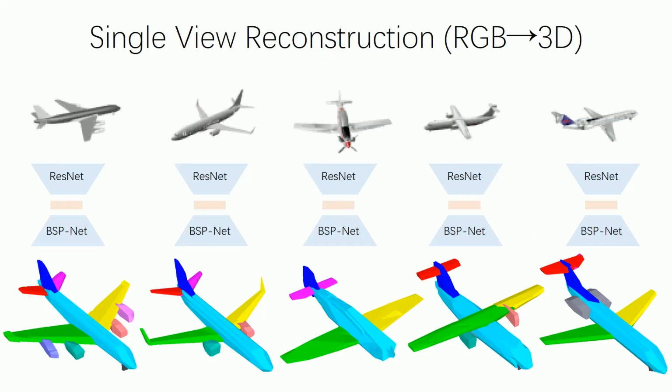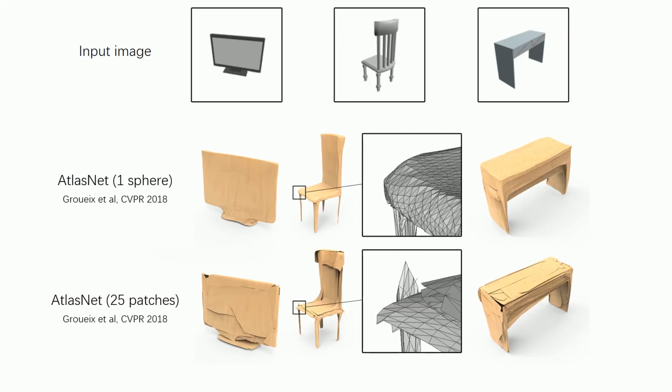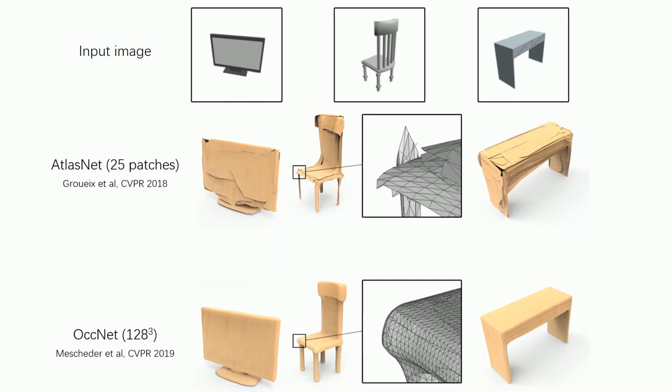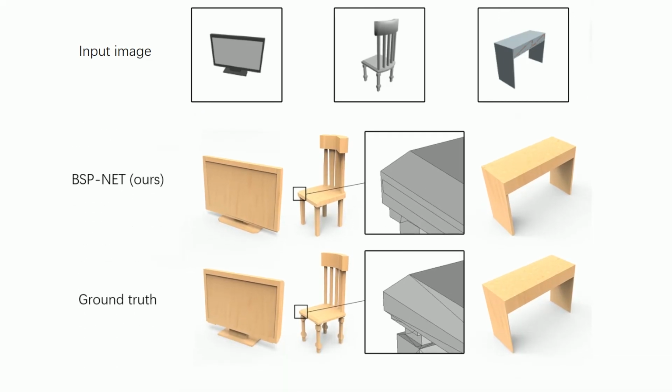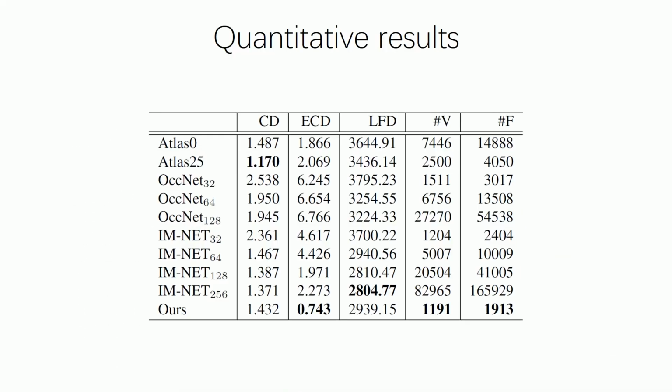Finally, since our BSP-Net is a differentiable 3D decoder, we can easily pair it with an image encoder to achieve single-view reconstruction. We compare with several state-of-the-art methods to show the representation ability of our network and the compactness of the outputs. Please pay attention to the close-ups of mesh tessellations in the middle. Our method achieves comparable performance to the state-of-the-art while using fewer vertices and triangles.